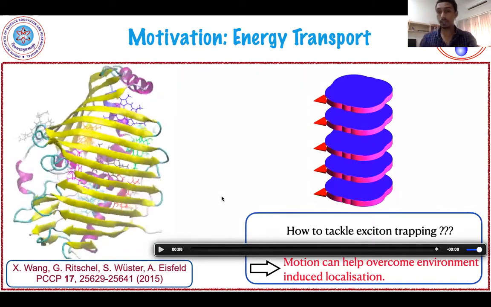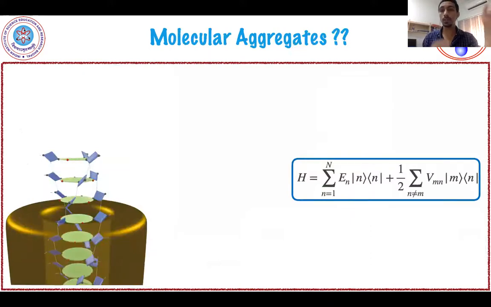Okay, so this I will discuss in my talk, but before that, I will briefly introduce what molecular aggregates are. For that, you see this model structure of a molecular aggregate, where each green disk is attached to a blue disk. This forms a big molecule, a supramolecule, and these molecules are stacked together by some kind of hydrogen bond or pi-pi stacking. The Hamiltonian for this system is given by this form.